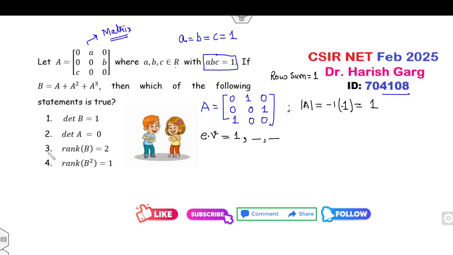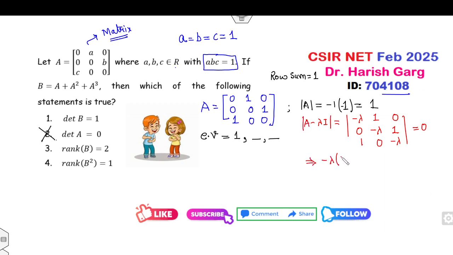Determinant is 1, so option B is cancelled out. Now, can you find the eigenvalues? I can use A minus lambda I. It will be minus lambda, 1, 0; 0, minus lambda, 1; 1, 0, minus lambda. Fine, so what is the determinant of this?